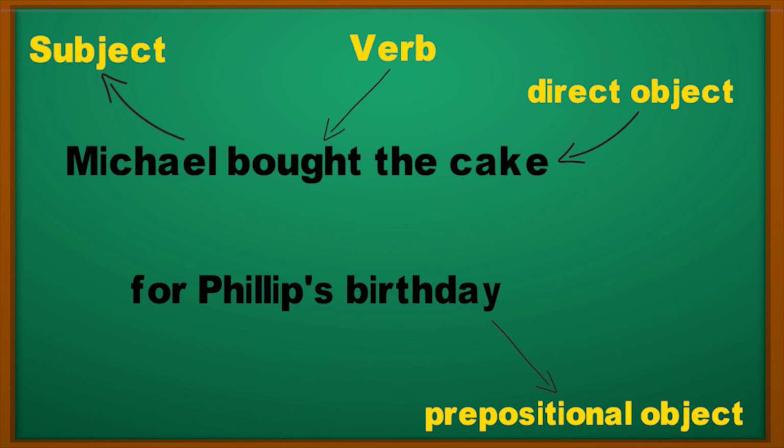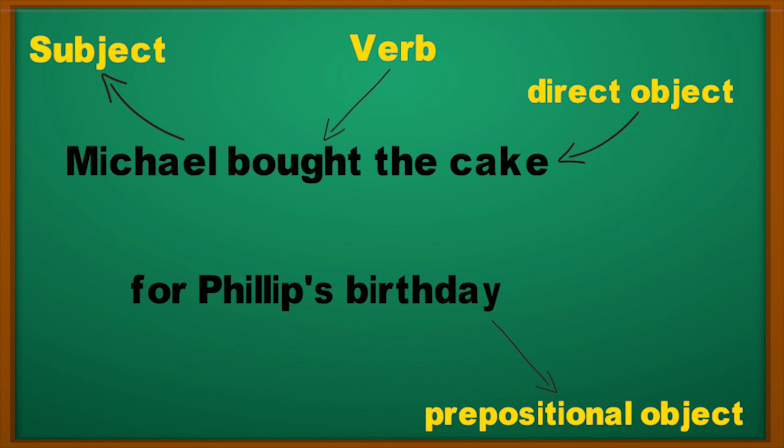Mikhail is the doer of the action, so it is our subject. The action done is of buying. So bought becomes our verb. And what did Mikhail buy? That is our object of the verb. The cake. So the cake is the direct object.